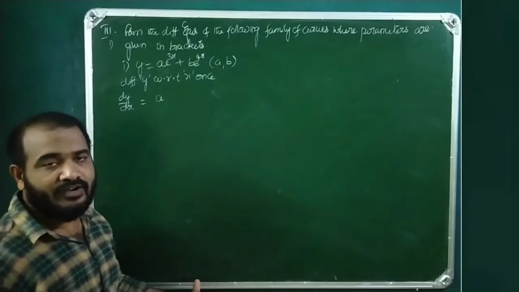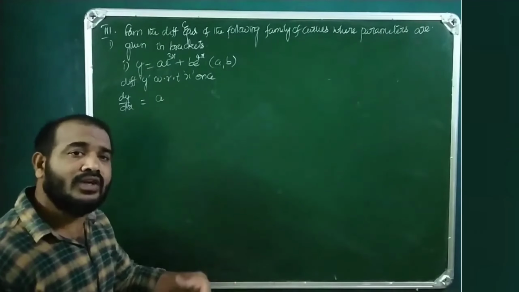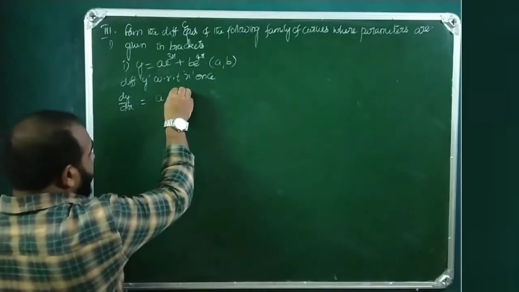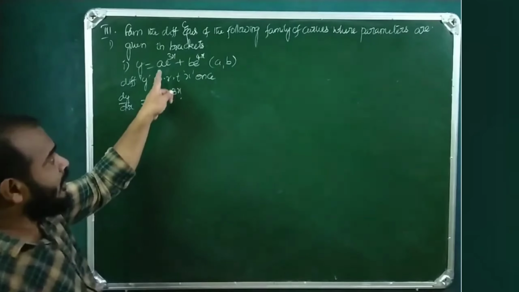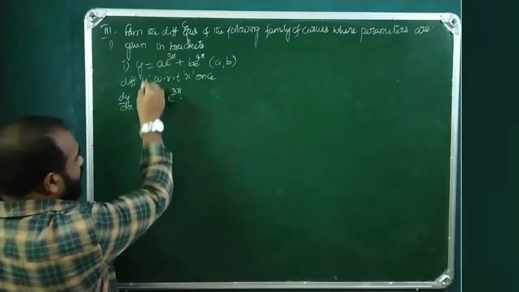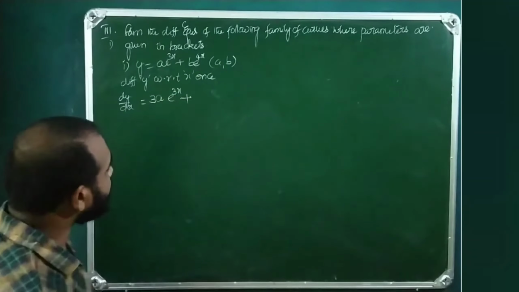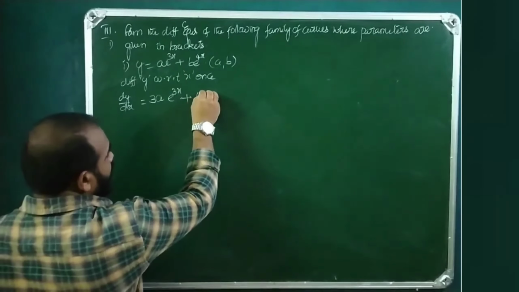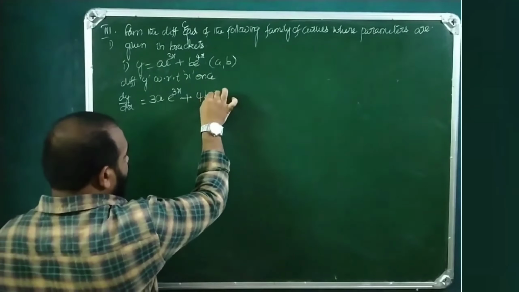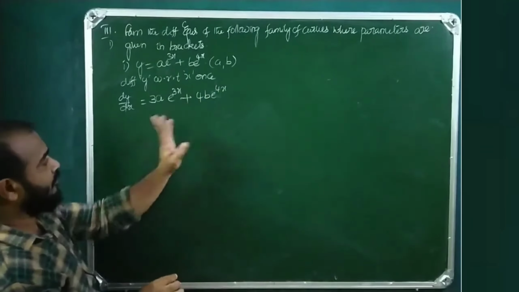Then the derivative of e^x is e^x. The derivative of e^(3x) is e^(3x) into d/dx of 3x, which is 3. This plus this is 4b e^(4x), in a similar way.